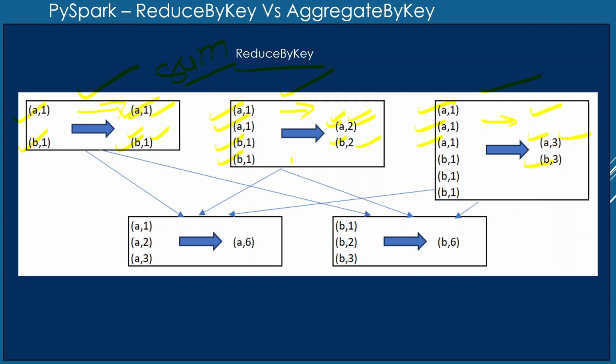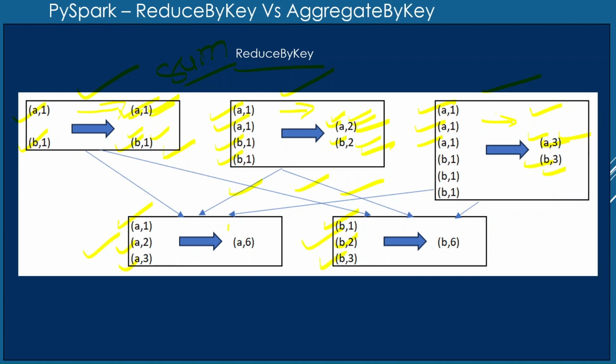Same goes for B. Once the data is aggregated on each and every partition, the shuffling process happens. In the shuffling process, data is shuffled across different partitions over the network. So it is creating two different partitions, one for key A and one for key B. This A2 data is coming from here and this A3 data is coming from here. Same with B. This data is coming from here, this data is coming from here and this data is coming from here.